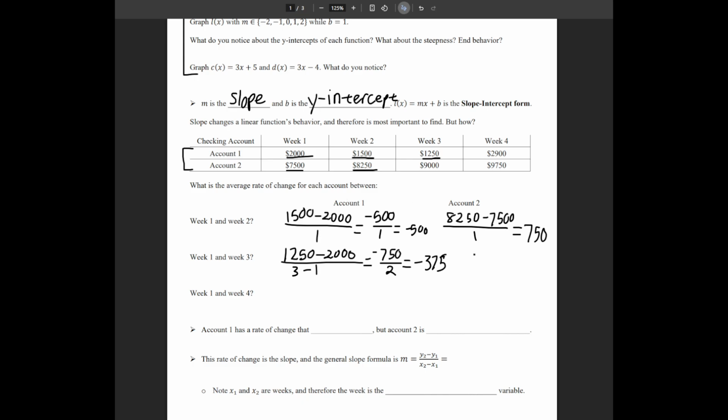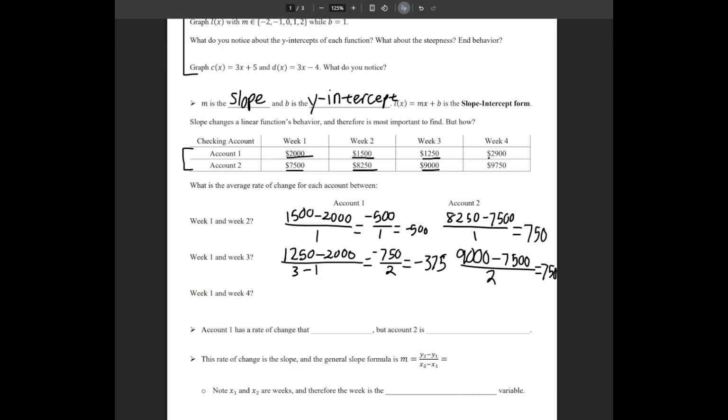We'll do the same thing for account 2. We have $9,000 minus 7,500 divided by, and again, it's the same period of time, 2 weeks. This also gives us $750. So it looks like the second account is pretty constant so far, just increasing by $750 per week. Let's look at the final weeks.